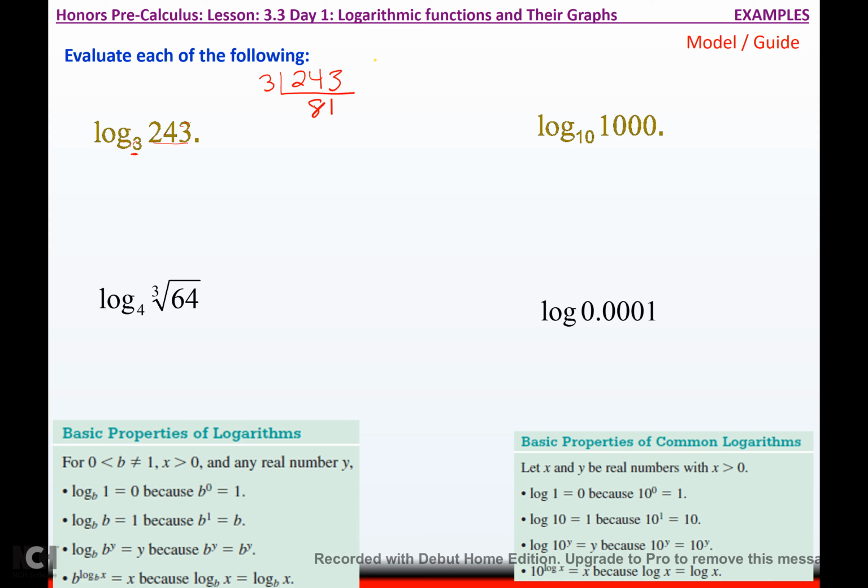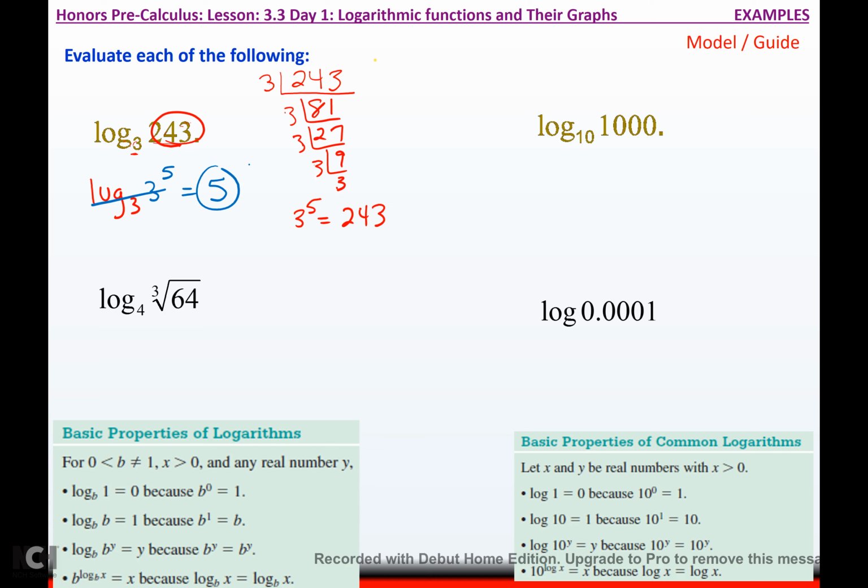So break it down by 3's. That would be 81, by 3 would be 27, by 3 would be 9, by 3 would be 3. So would you agree that 3 to the 1, 2, 3, 4, 5, 3 to the 5th is equal to 243? So I can replace this, not the log, not the base. I'm just going to replace 243 with 3 to the 5th. And now they match, so my answer is 5.